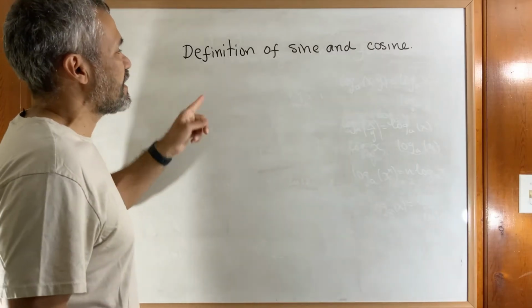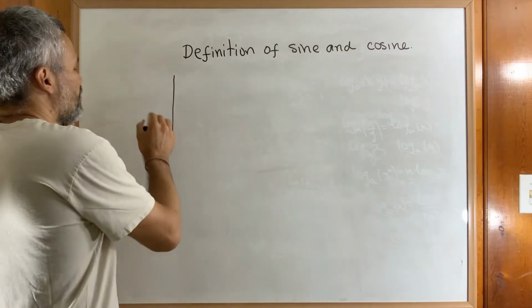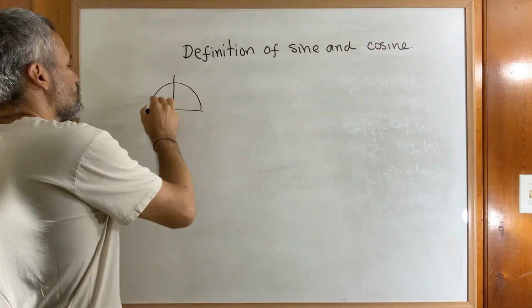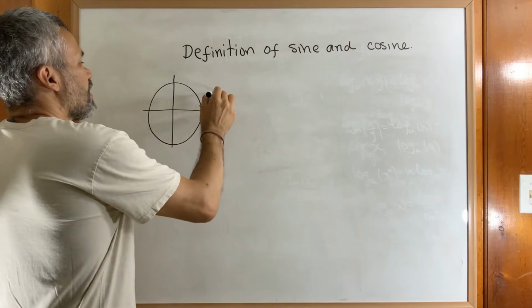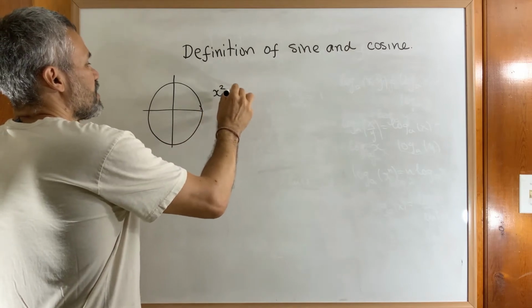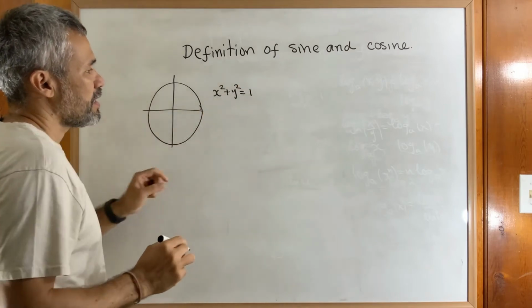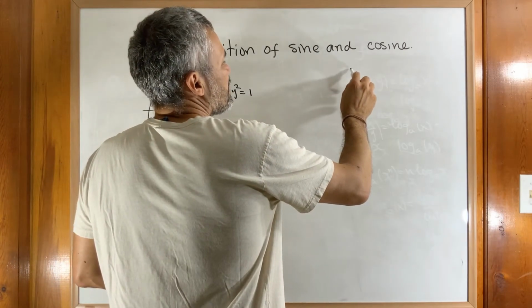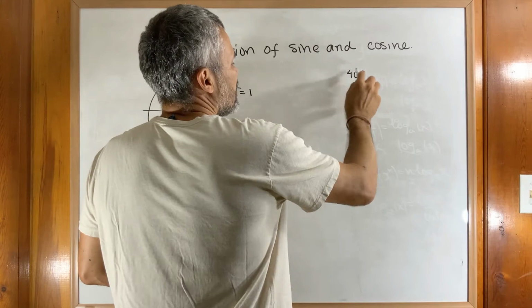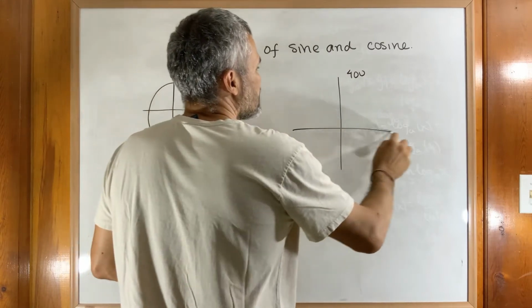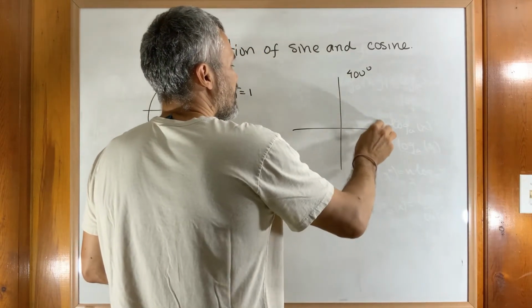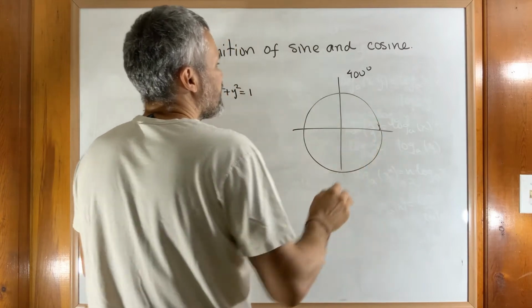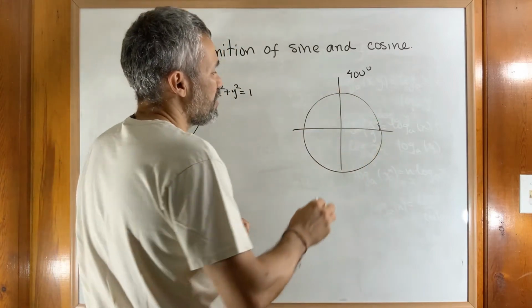Before defining sine and cosine, we need to remember that the equation of the unit circle is given by x squared plus y squared equal 1. And also, we need to remember that for every angle, let's say 400 degrees, there is a unique point in the unit circle that goes with that angle.